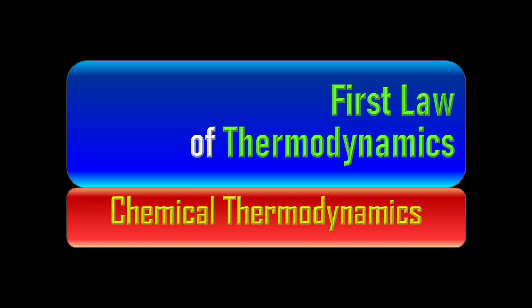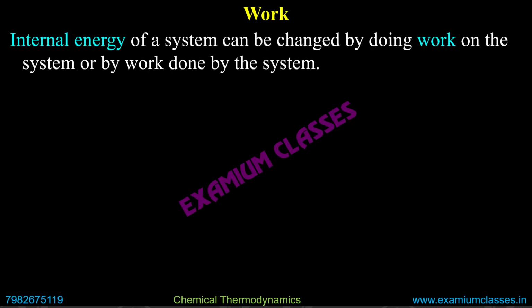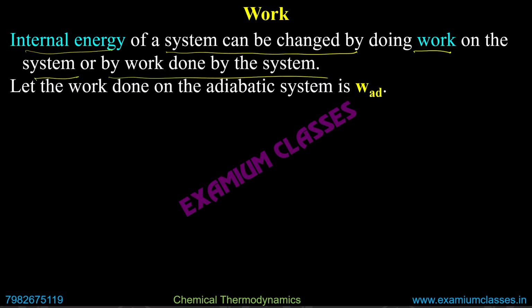Then the first law of thermodynamics. For that we will consider two parameters, work and heat, because the energy of the system can be changed by these two. Remember, we are not changing the matter, we are not changing the mass here. So as I said, only work and heat can change the internal energy. If it is work, we will consider the adiabatic system, which means we are not considering any heat change here. No change is done by heat, the change is done by work only. So in that case, the internal energy of a system can be changed by doing work on the system or work done by the system.